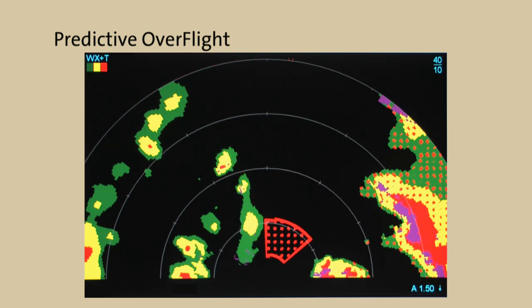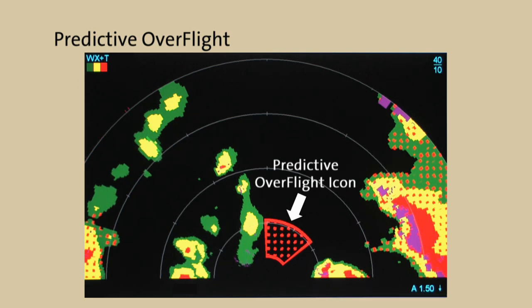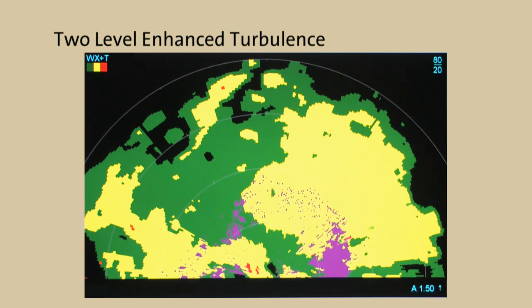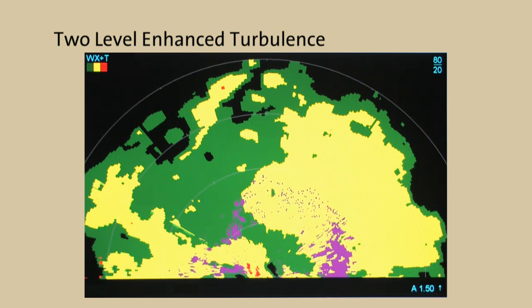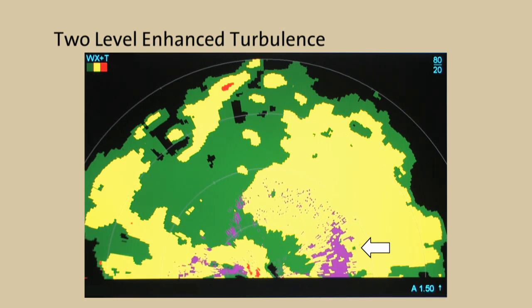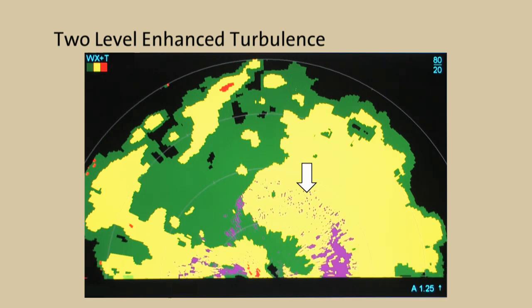The cell may eventually appear on the display as it continues to grow toward the aircraft altitude. The predictive overflight icon is used to warn flight crews of the potential turbulence threat from a cell that is growing towards the aircraft's flight level. 2-level enhanced turbulence measures severe and ride quality turbulence out to 40 nautical miles. When the new FAA standards for severe turbulence are met, solid magenta is displayed. When the radar detects less severe ride quality turbulence, consisting of light to moderate chop, then speckled magenta is displayed.